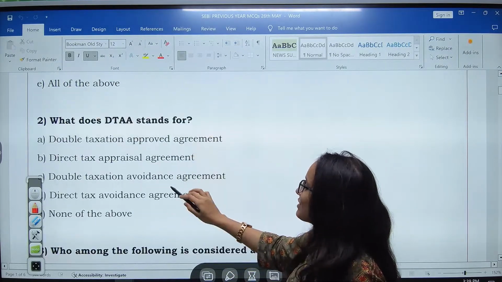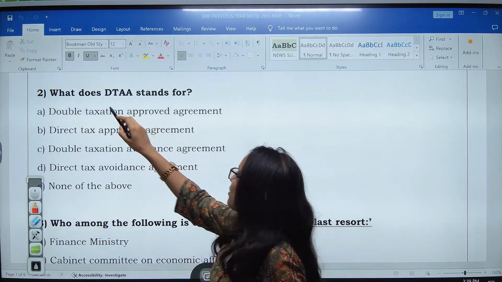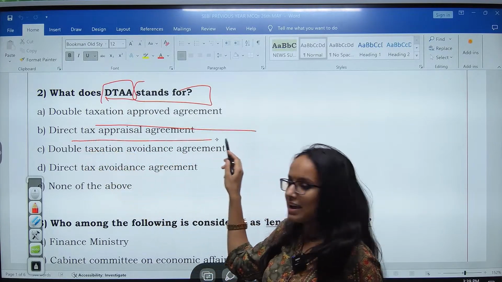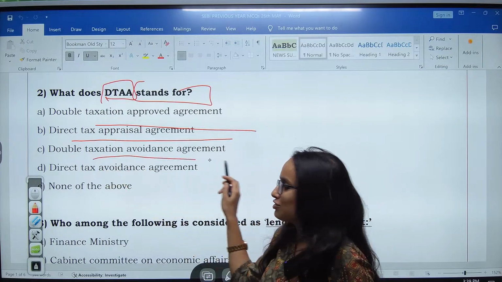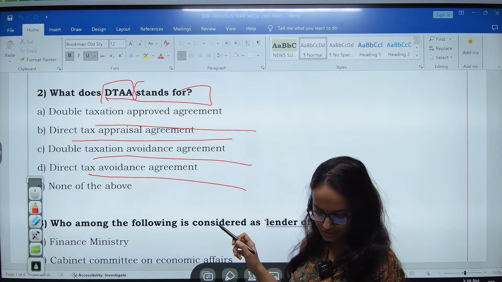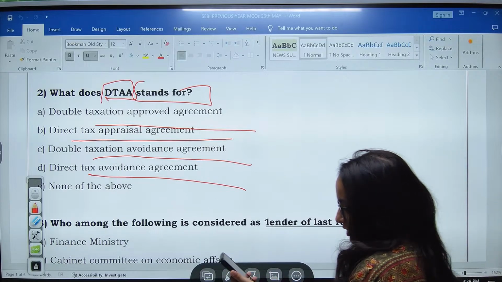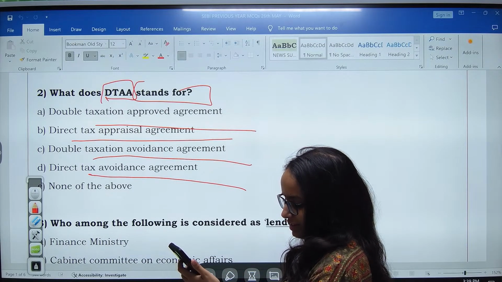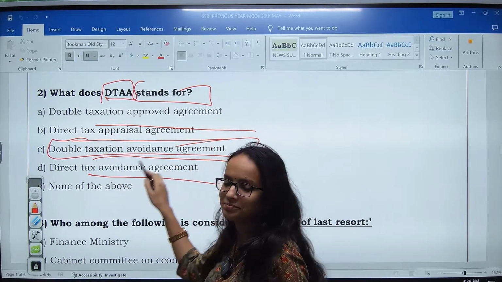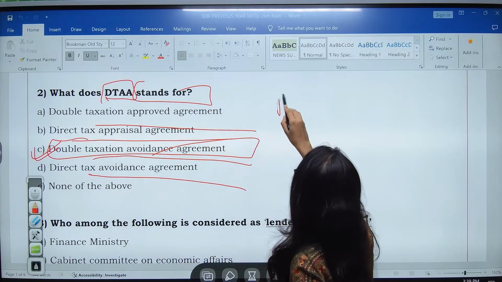Now question 2, a very interesting question. What does DTAA stand for? Double Taxation Approved Agreement, Direct Tax Appraisal Agreement, Double Taxation Avoidance Agreement, Direct Tax Avoidance Agreement, or none of the above. Here we have the answers: Prashant C, Piyush C, Gurleen C. Very good. You are saying Double Taxation Avoidance Agreement. Yes, this is the right answer, DTAA.